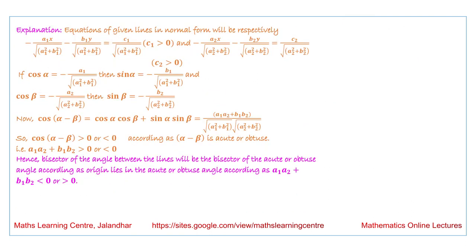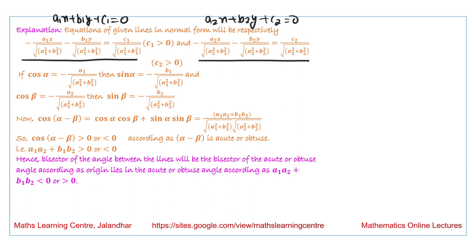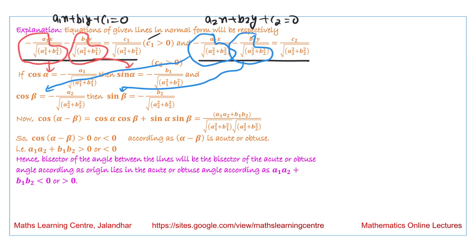Now suppose we write the equations of the lines given to us: a1x plus b1y plus c1 equal to 0, and a2x plus b2y plus c2 equal to 0. We write them in the normal form, where c1 and c2 are greater than 0. Then we write this term as cos alpha, this as sin alpha. Similarly, this we write as cos beta, and this term as sin beta.